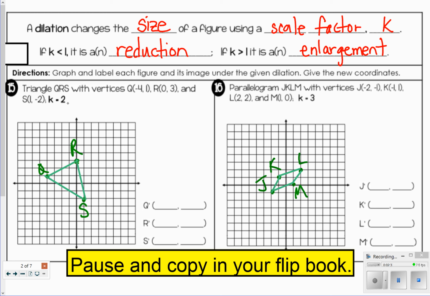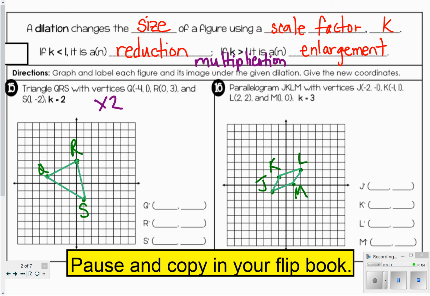So again, we're going to take each point within our vertex, and we're going to multiply it by whatever the scale factor is. So really, scale factor means we're going to be using multiplication. If you want to go ahead and add that, feel free to do so. Multiplication is the key operator. So Q is -4, 1, and it says by a scale factor of 2. That means we're going to multiply everything times 2.